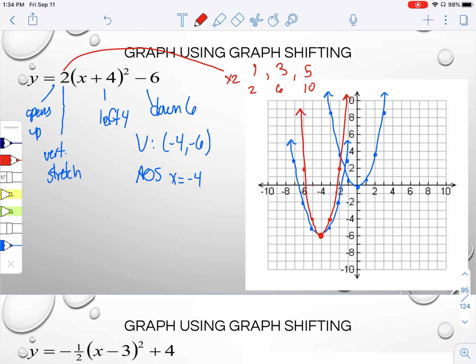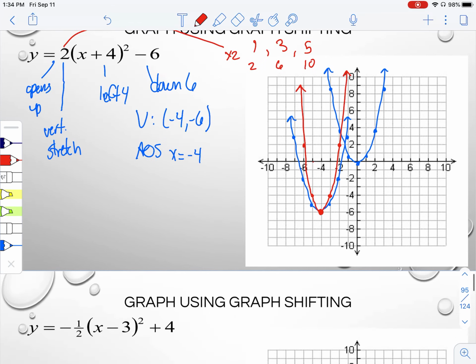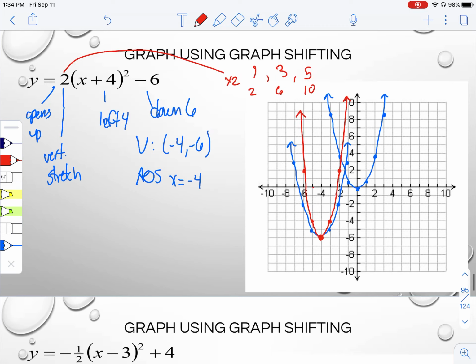So we can see that that's definitely vertically stretched. It's increasing faster, which makes the parabola a little skinnier. Okay. Axis of symmetry at x equals -4.